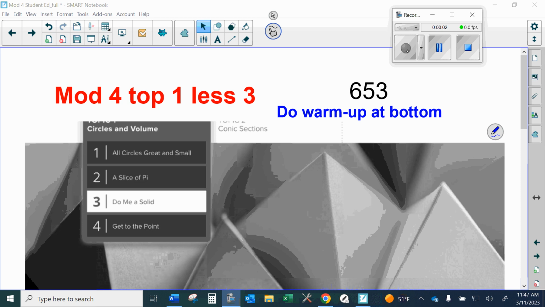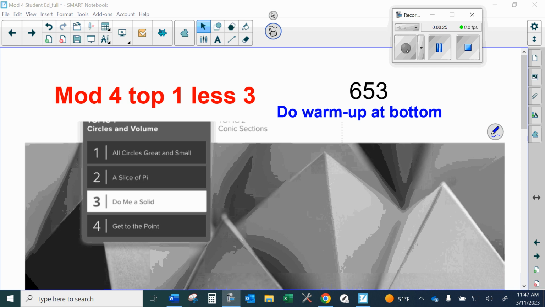Okay, students, we're at Mod 4, Topic 1, Lesson 3. We just finished the first two, so we're halfway through. You might have a quiz today or next class on the first two, or may not. I haven't decided if I'm going to give a full test for all four or give a quiz in between here. All right, so do the warm-ups.